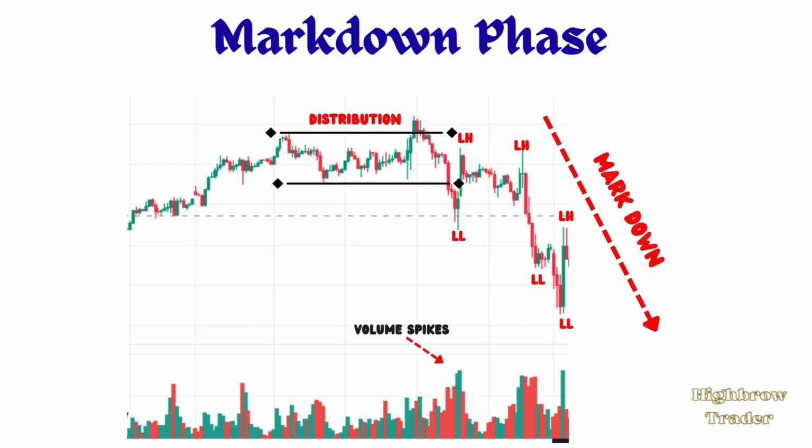Markdown is the downtrend that follows distribution. Sellers take control, and the market begins forming lower highs and lower lows. As shown here, volume often spikes during breakdowns, signaling strong bearish momentum. Emotions run high in this phase. Retail traders panic sell, often near the bottom. Markdown continues until smart money steps back in and accumulation quietly begins again.